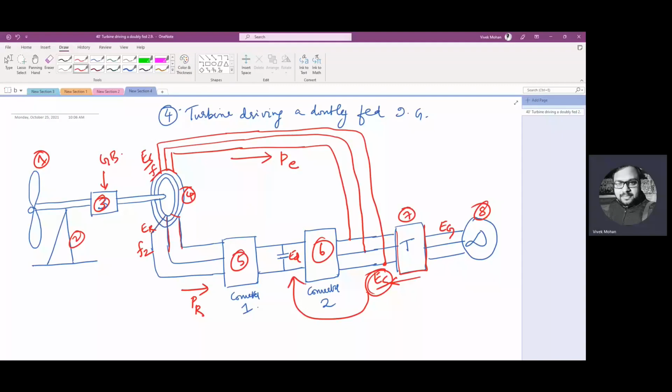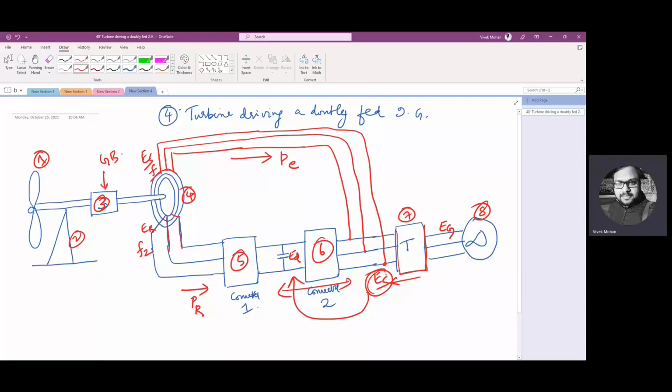Then power can flow from the AC side to the DC side of this converter and vice versa. So this is basically bidirectional power flow. Here I have bidirectional power flow, AC to DC side and DC to AC side.